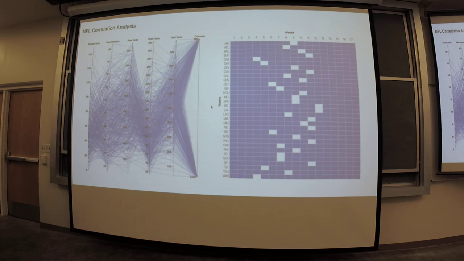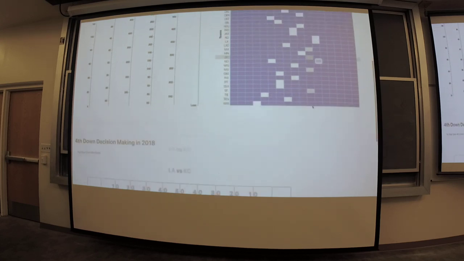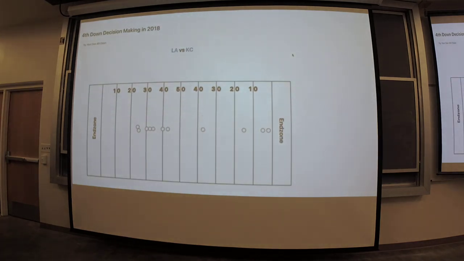Now, these are all pretty broad details, so if I want to get into a little bit more detail, I can go over and choose a game. So I'm going to choose the Chiefs versus the Rams. Now, this brings me down to a field, and this is all of the fourth downs from this game, for both the Rams and the Chiefs. If I click on one, I can narrow it down to just the Chiefs and vice versa. However, we'll keep all of them for now.